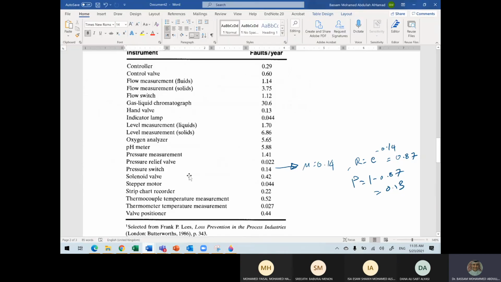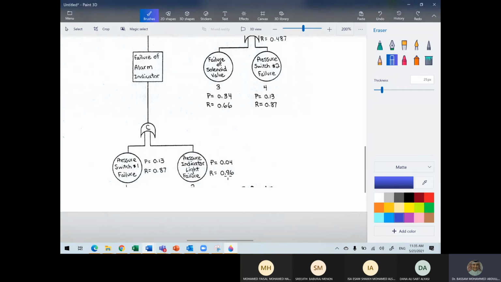Very similar going to the pressure indicator light failure. Indicator lamp 0.044. Which means if I take the exponential of minus 0.044, that will be 0.957, because I'm taking only two significant figures here, so I'll say 0.96. And that is the reliability, of course, and the probability will be 0.04. Going back, 0.96, 0.04.